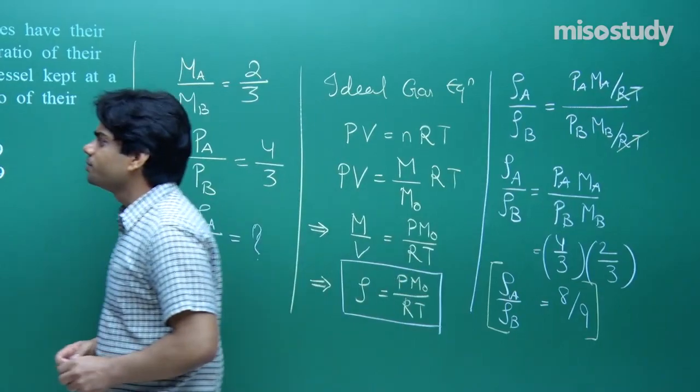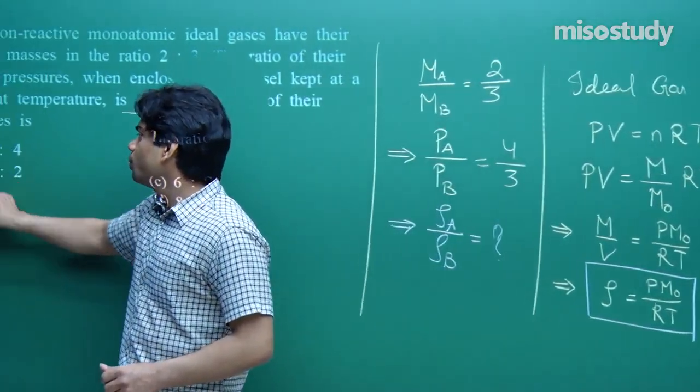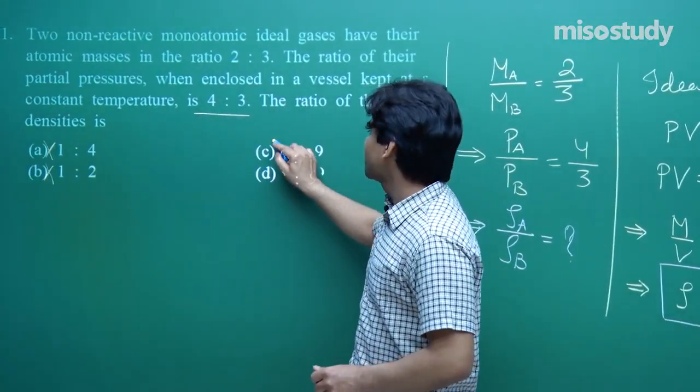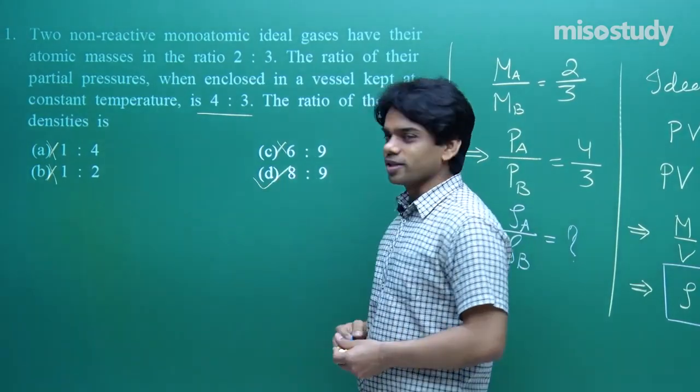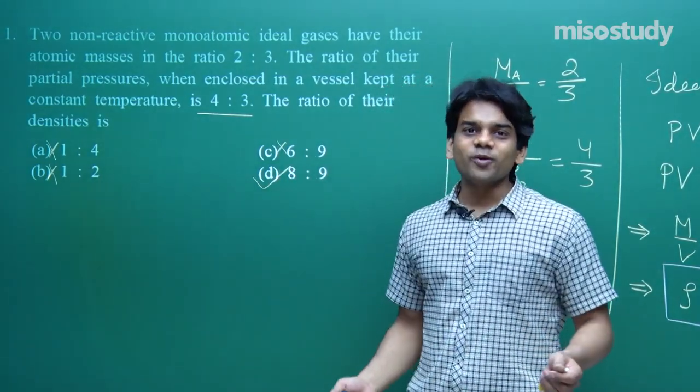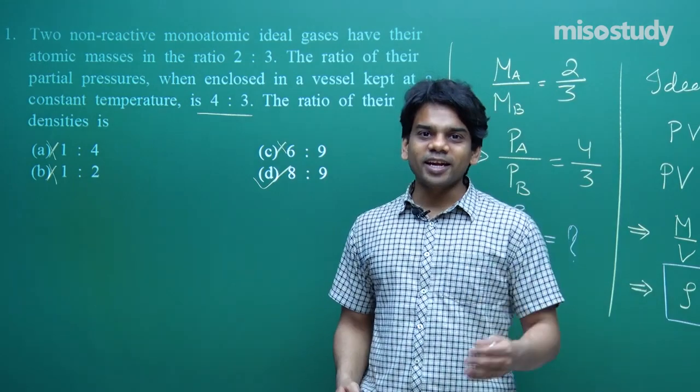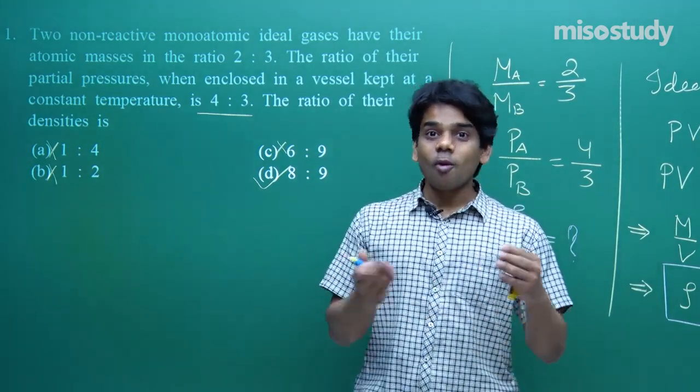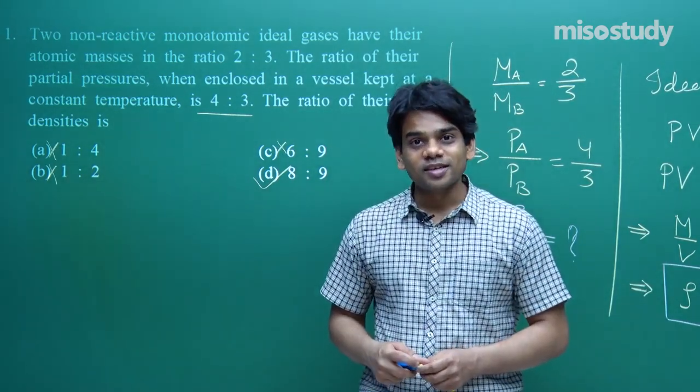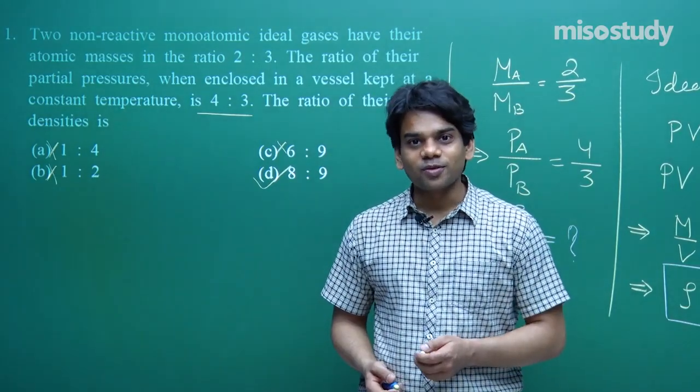Clearly, from this equation we can reach the conclusion that density will be in the ratio of 8:9. Let's check with the given options. A 1:4, no. B 1:2, no. C 6:9, no. It's D, 8:9. So if you know the equation, if you can change the form of the ideal gas equation, you can reach the answer very easily.